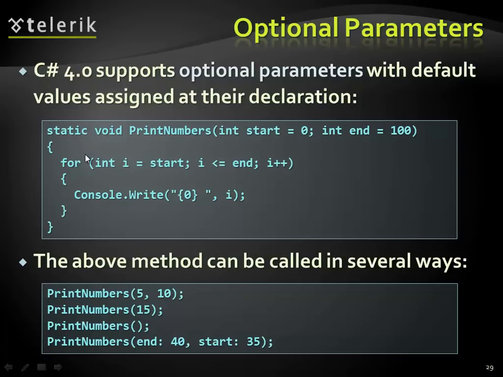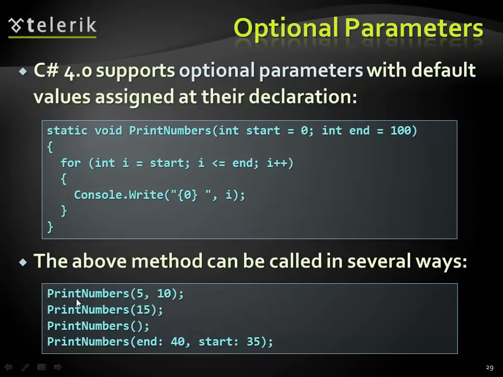In this case, we have a method that prints all the numbers between the two given arguments, start and end. It just loops through all the numbers between them, given that they are integers. Just that we have a set value to them, and that means that if this argument is not sent to the method, it will automatically have the default value of 100. And if this argument is not sent to the method, it will automatically have the value of 0.